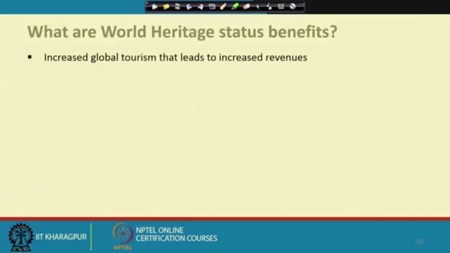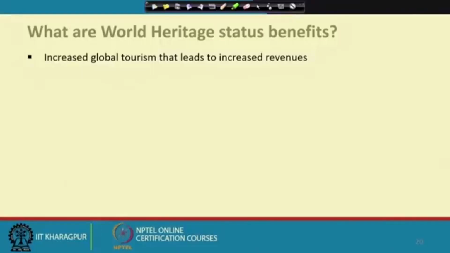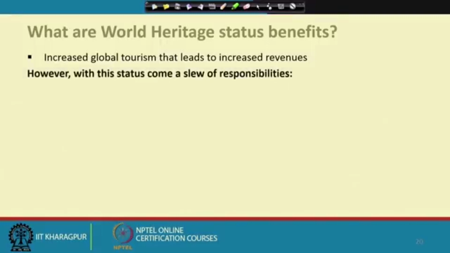So, to continue, one more very important benefit of a World Heritage Site is more visibility. Another corollary of that is tourism. A lot of international tourists come to the site because it becomes so well known, and it also increases revenues. It also creates some problems, the management of tourism, which we will talk about much later, but because of increased visibility it definitely increases global tourism and revenues. However, with this come some other responsibilities.